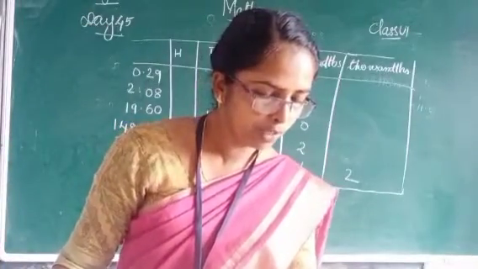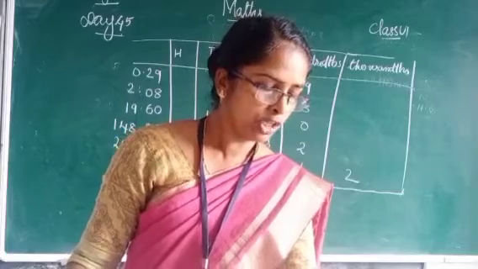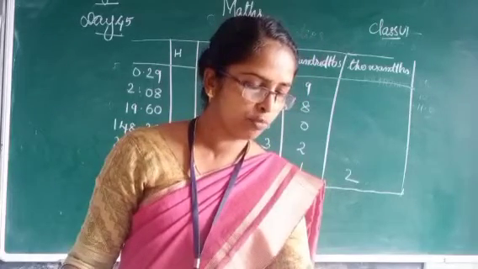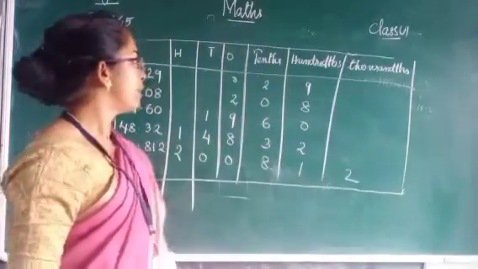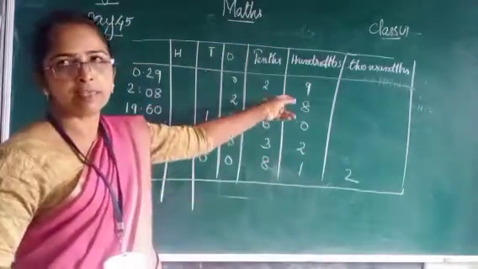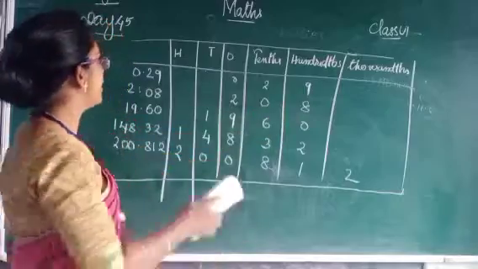Write each of the following as decimals. 24 plus 9 plus 4 by 10 plus 1 by 100. 20 plus. You understand this? Okay.